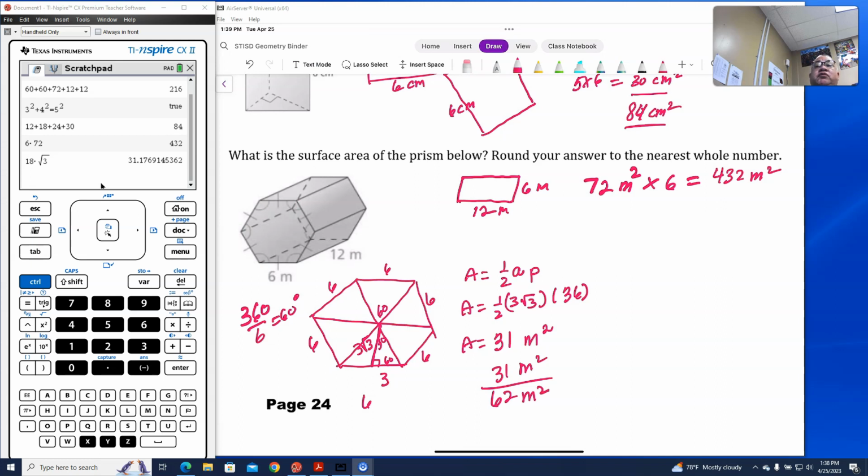And what we have to do with 432 and 62, we have to add it together. So we have 432 square meters plus 62 square meters, and you get 494 square meters as your total area.